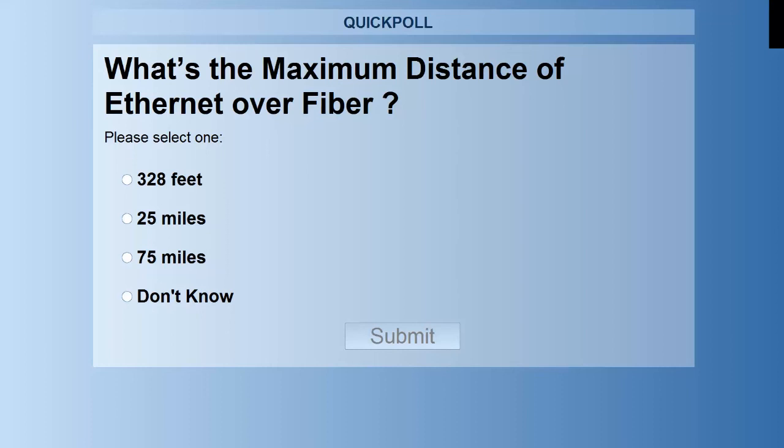Kelly, what's the maximum distance of Ethernet over fiber? We've got a couple of options here, so why don't you folks give us some feedback from your experience. We've got 328 feet, that magic number that keeps coming up, also known as 100 meters, 25 miles, 75 miles, or simply don't know. Let's give it just a few more moments here.